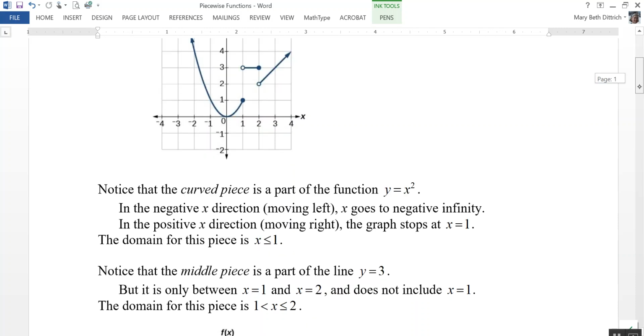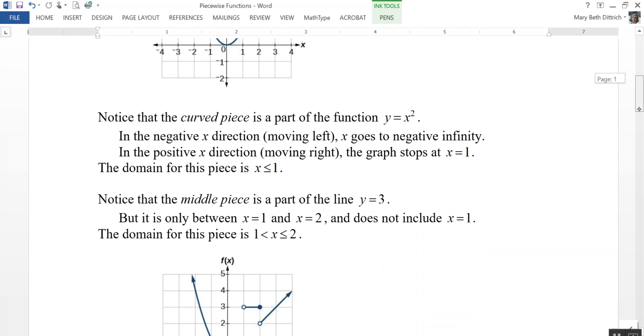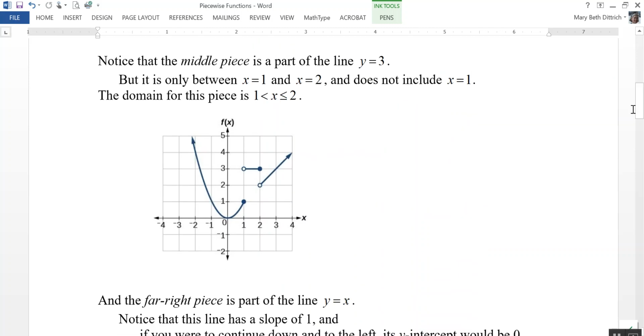Notice that the middle piece is a part of the line y equals 3, and that would be this horizontal piece right here. But it's only between x equals 1 and x equals 2 and does not include x equals 1. So the domain for this piece is 1 is less than x, which is less than or equal to 2. In other words, on this interval right here, x can be any number between 1 and 2, not including 1, but it does include 2.